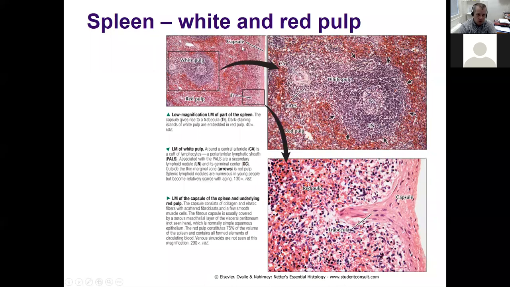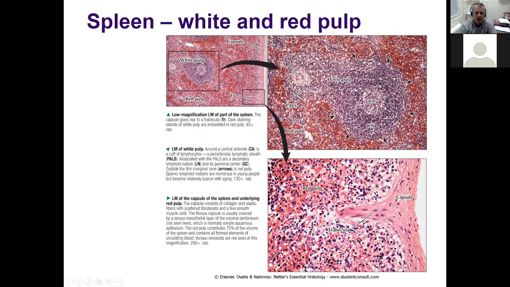Let's have a closer look. The white pulp is made of accumulations of lymphocytes. There are always these central arterioles inside, right? So this is the periarterial lymphatic sheath made of T lymphocytes. And this is the follicle made of B lymphocytes with a darker mantle zone and a more pale germinal center inside. So all together, the sum of all these is called the Malpighian body, it's the white pulp.